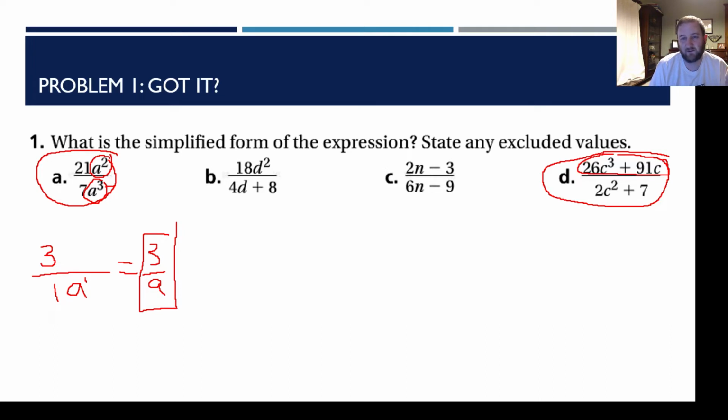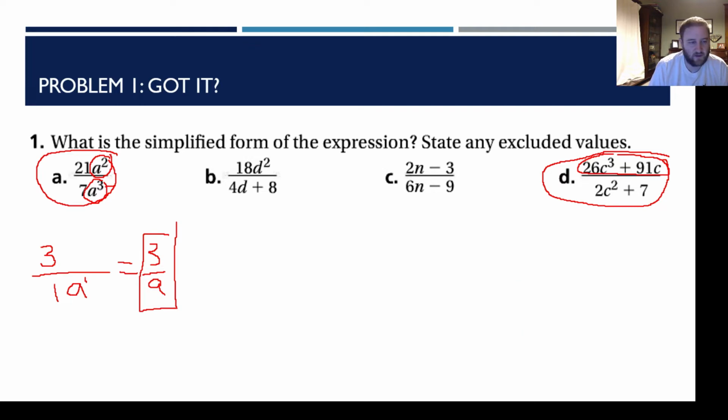No, it's not. Okay, what about 13? Is 13 a factor of 91? Would it be 7? What's 13 times 7? 91. So 13 then is a common factor. So let me go ahead and erase this stuff here.